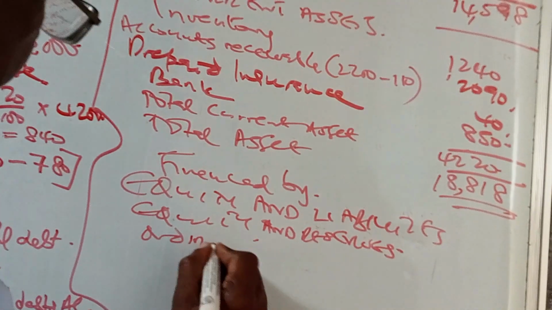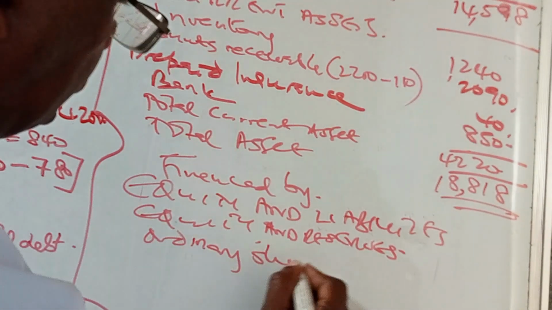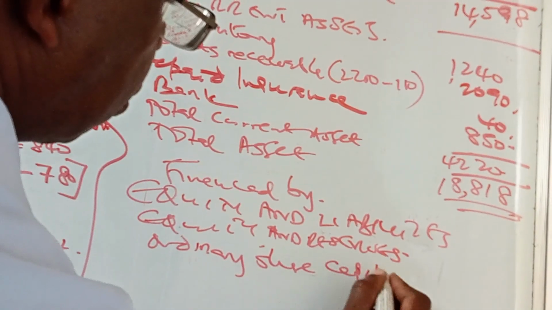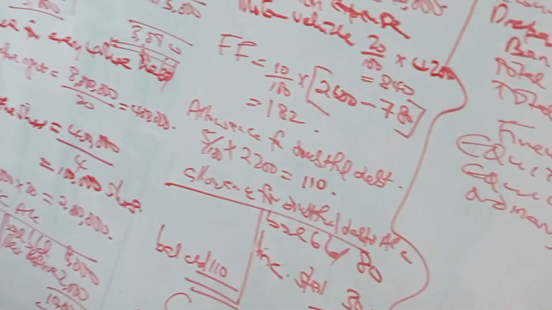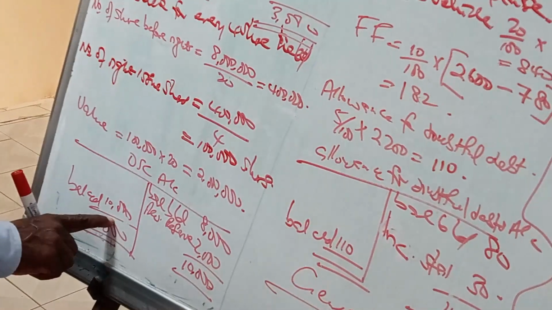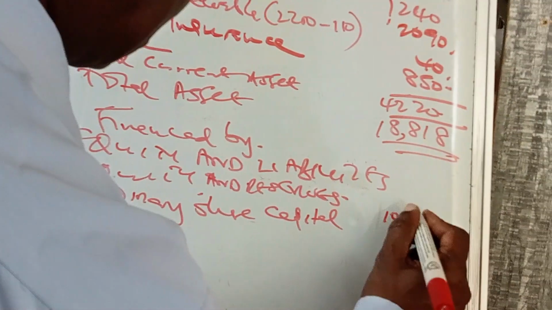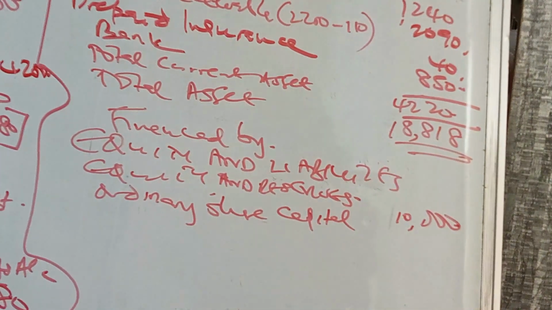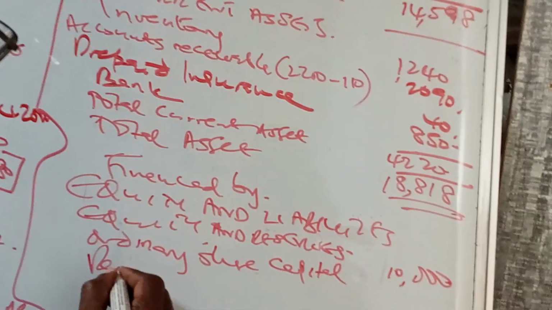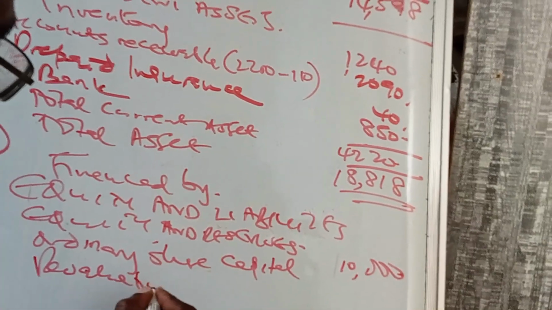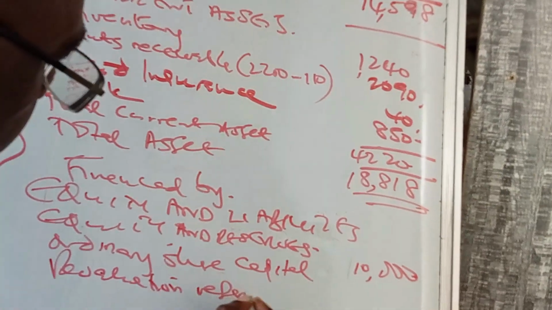Then we say ordinary share capital. Our ordinary share capital is no longer 8, our ordinary share capital is 10,000. Then we have revaluation reserve. We have a revaluation reserve of 1,000.